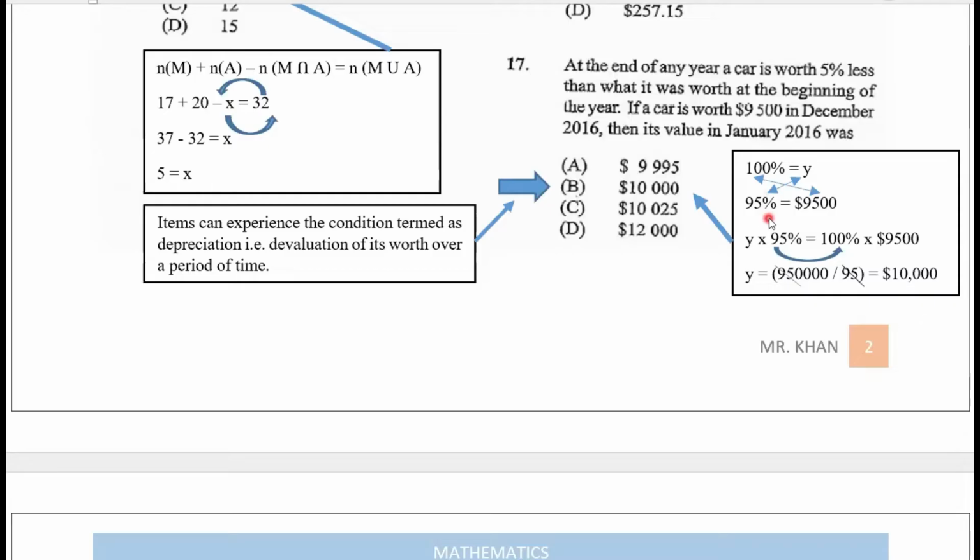How is that helpful? Well, at the end of that year, it dropped by 5%. What's 5% from 100? 95%. And what's the value of the car? 9,500. So what we do is that we cross multiply, and I could say Y by 95% is equal to 100% by 9,500, because direct proportion. And what do we do? Carry the 95% across. Opposite of multiply is what? Divide.